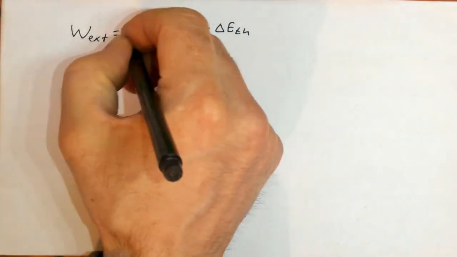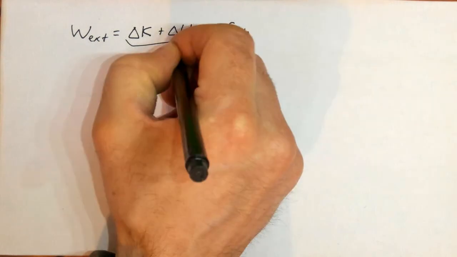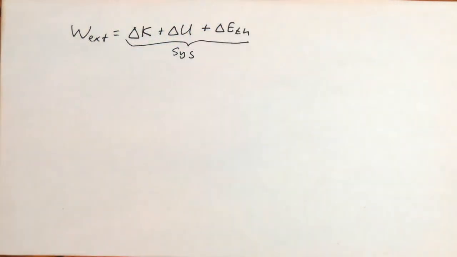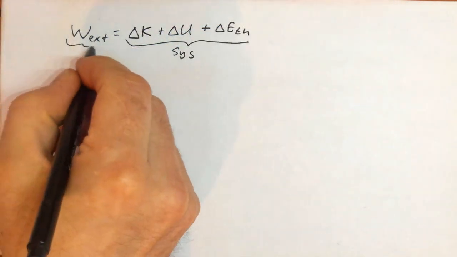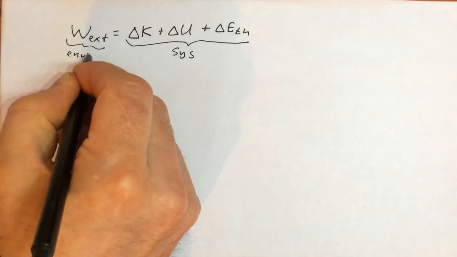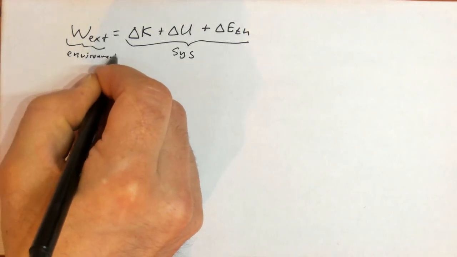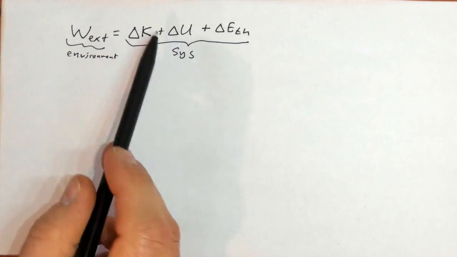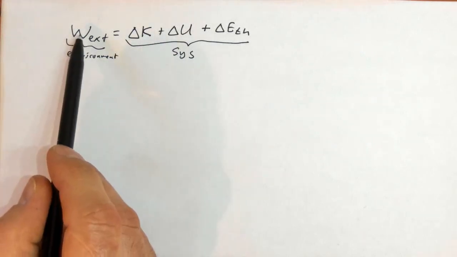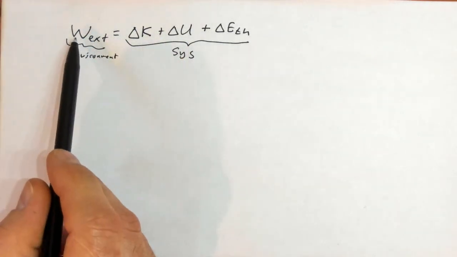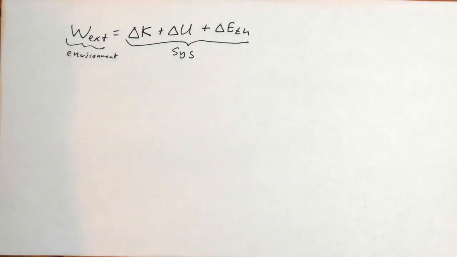Okay, and this specifies that this is the system. Okay, the system, and this is the environment. And it is possible for the system to do work on the environment, or in other words, when we do all our calculations, this ends up being negative. Okay, so we're going to focus on a case where we simply call it conservation of mechanical energy.